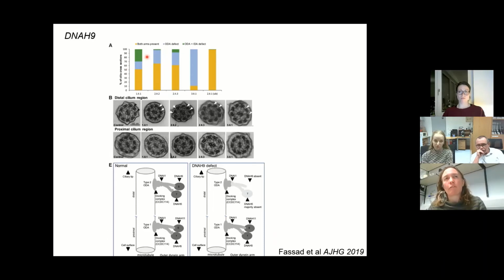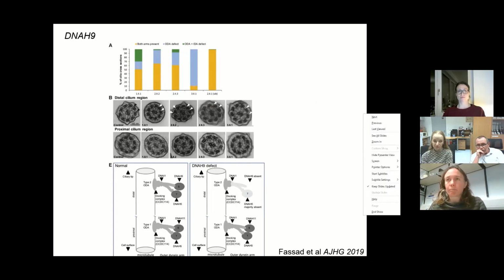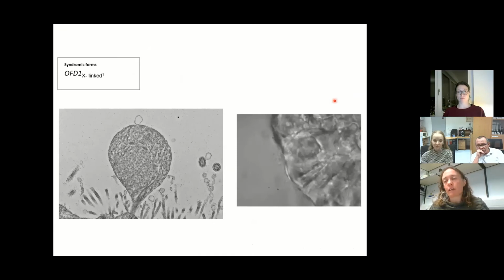And this is a number of patients that were in this paper, and you can see it's really quite variable. So this person, probably depending on where you are and where you count, only had about 20% of outer dynein arm defects, whereas this person had about 90% of outer dynein arm defects. So again, it's about thinking about where you are, what's happening with the cells, and thinking within the context of the whole sample and all of the diagnostic markers, rather than just looking at single cross sections from the axoneme.